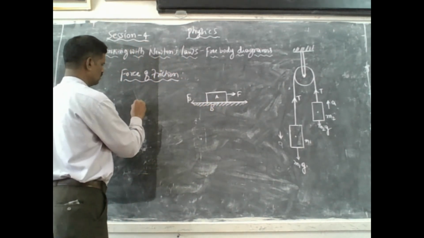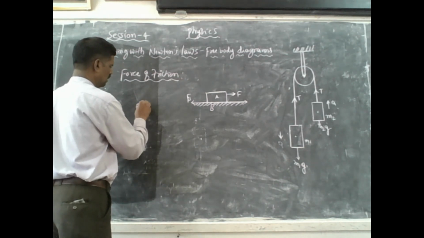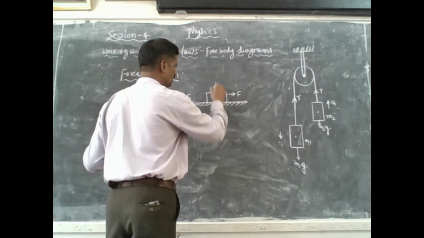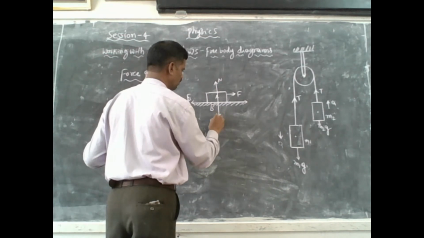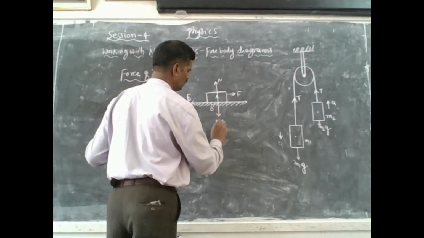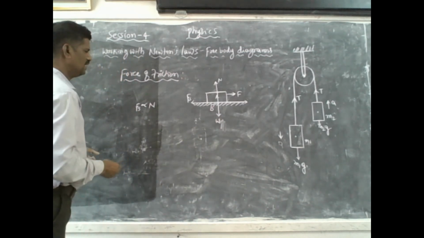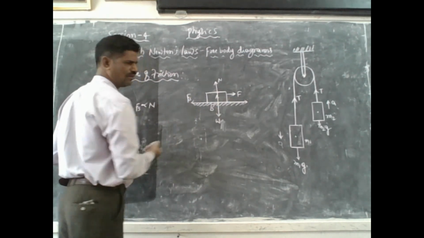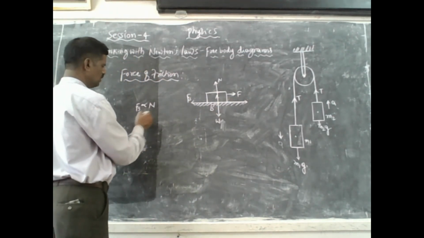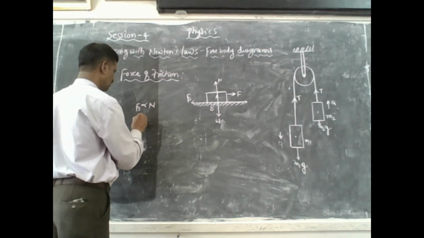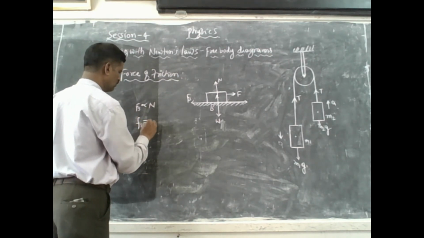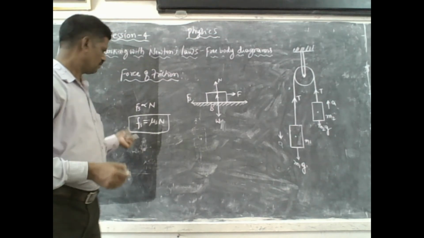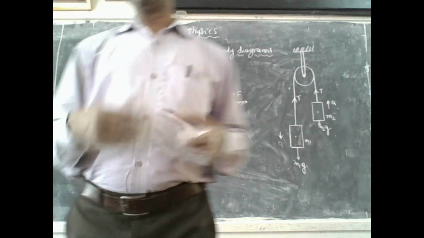And here Fs is directly proportional to N, the reaction force, because reaction is there. And this is the weight of the body, W. So W is equal to N, or N is equal to W. F equals Fs, isn't it? Fs equals mu s N, because frictional force is equal to mu s N. So this is the definition of frictional force.